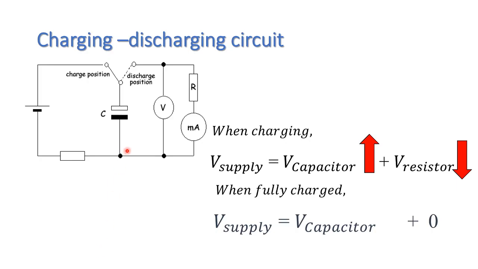So we have to understand the charging and discharging circuit. I have explained it earlier also, but it is better to understand in this way. When charging, the supply voltage is applied across the resistor and the capacitor, right? The capacitor and the resistor are in series, so the potential difference of the supply is shared by these two. That is what I have written here: the supply voltage is equal to the capacitor voltage, or PD, plus the PD across the resistor.